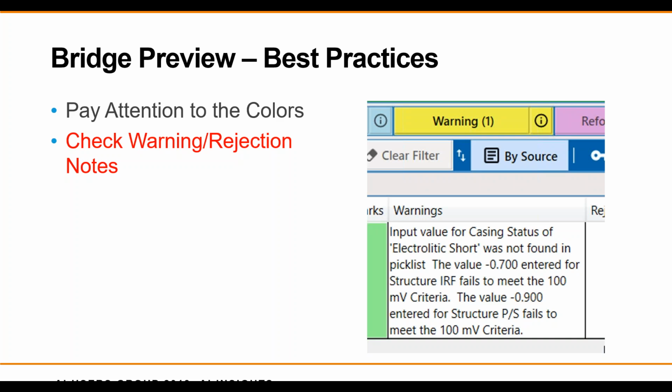The first one says an input value for casing status of electrolytic short was not found in the pick list. That's one of the bad ones. That means your data is not going to go in, because the pick list that it's trying to match to doesn't have a matching value. Definitely something to look out for. The other 2 are not as bad.